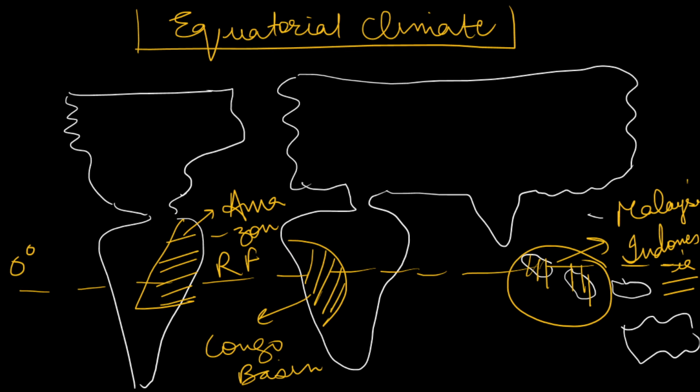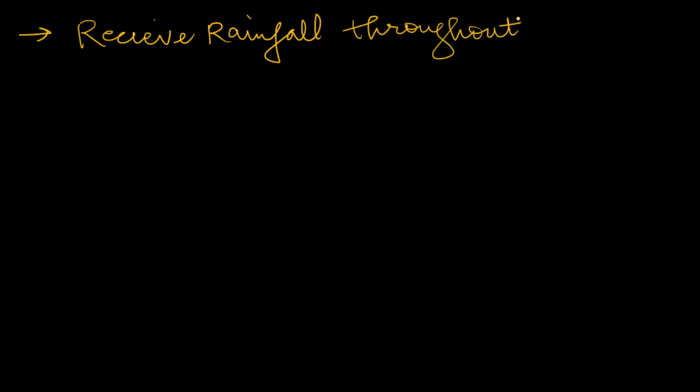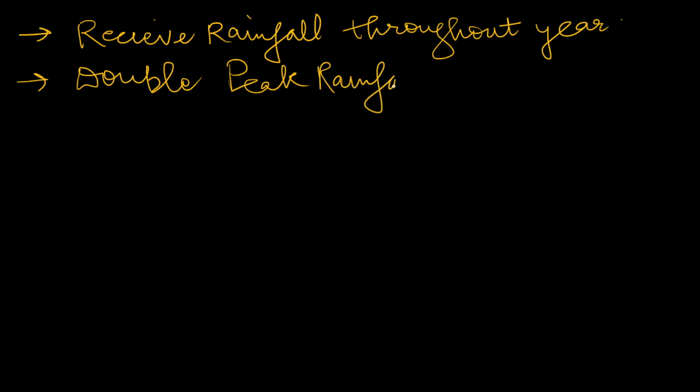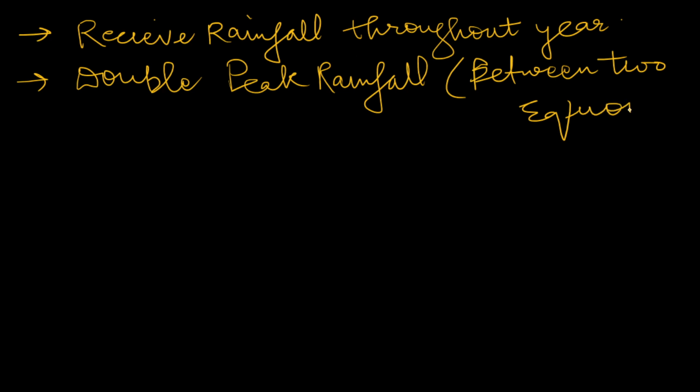Now we will see what the features of equatorial climate are. First of all, they receive rainfall throughout the year. There is double peak rainfall. That is, although they will receive rainfall throughout the year, there will be two times where there will be peak rainfall, the highest amount of rainfall. These two peaks are generally found between two equinoxes, that is between spring equinox and autumn equinox, around March and around September, October. There will be very huge rainfall.